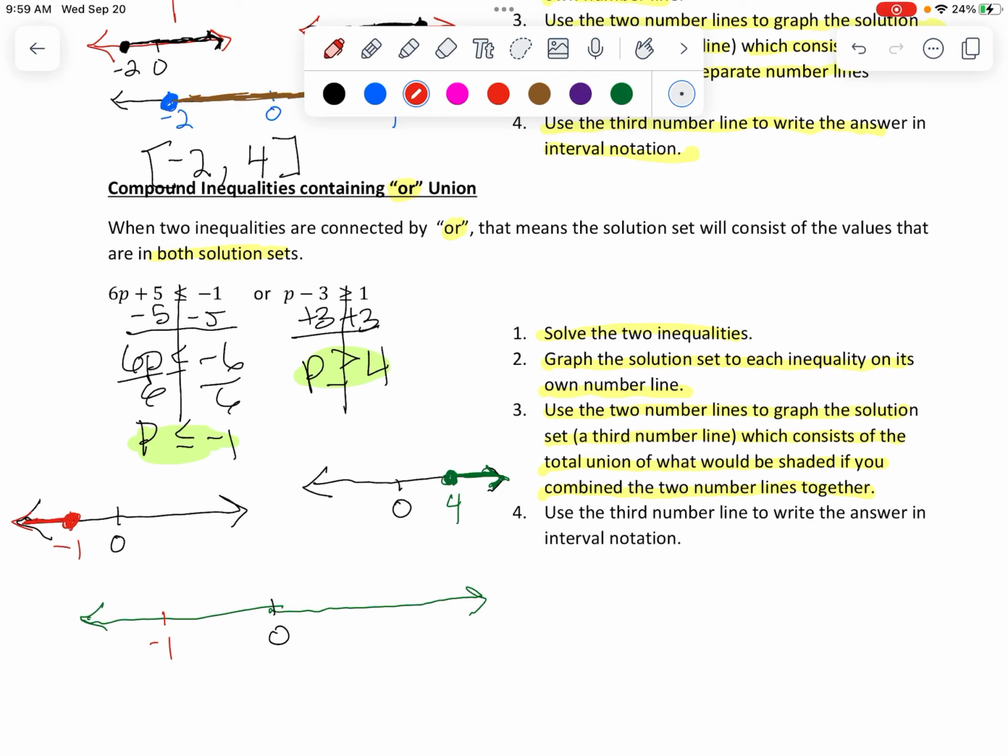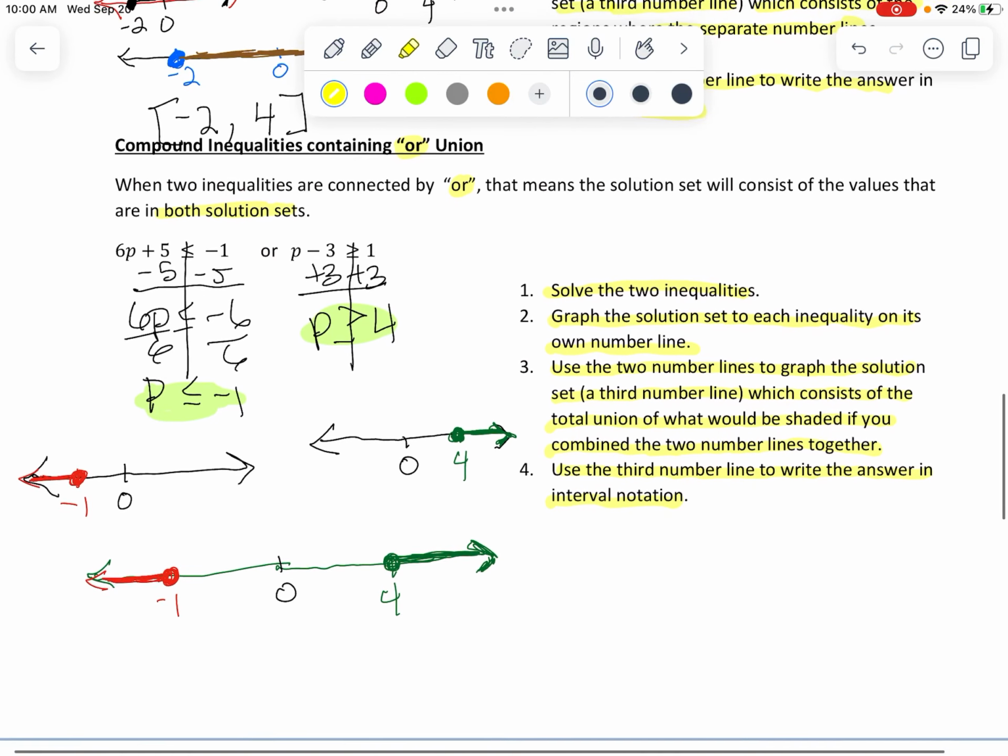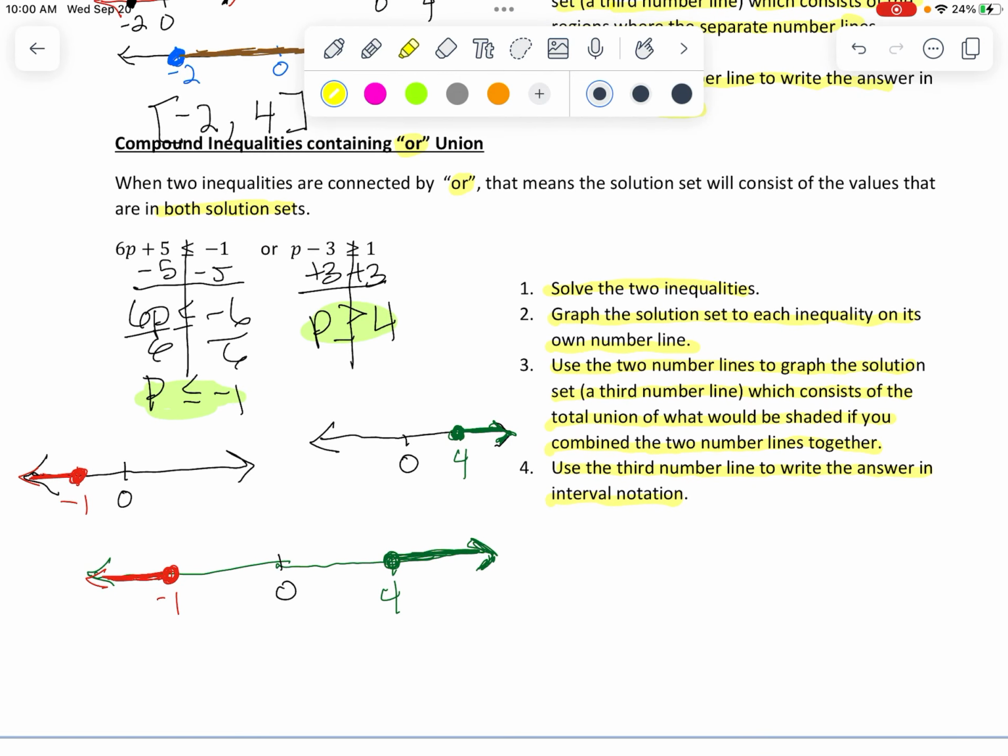Okay. Now I'm going to draw the first number line. So here's -1. It's closed, and it goes on to -infinity. Then I'm going to draw my second one, which is at 4. It's closed, and it goes to +infinity. So all of the values that are included and combined in both. And now we're ready to go to our last step, which is use the third number line to write the answer in interval notation.